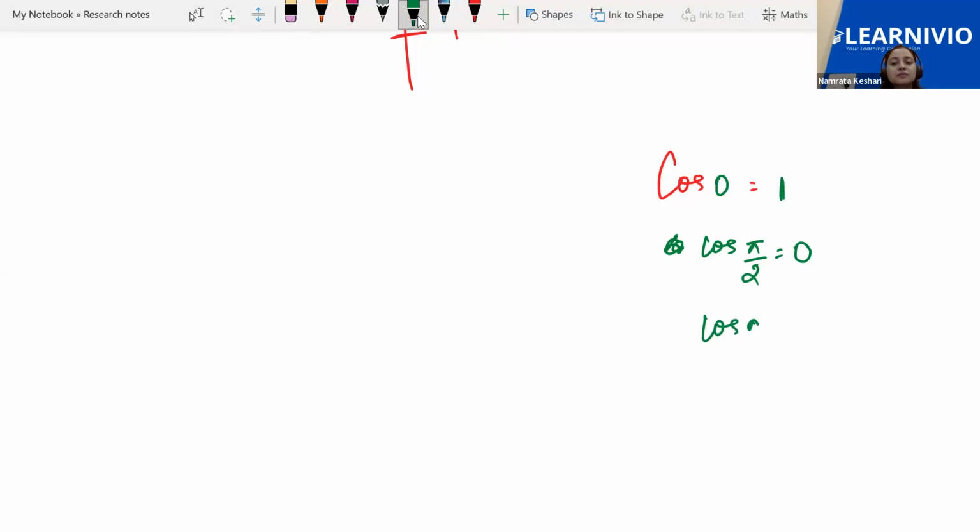Pi means, in the unit circle, here, here, here is pi. Here the coordinate will be like x is -1, y is 0. Cos pi will be, cos pi will be, tell me, I'm not going to say.